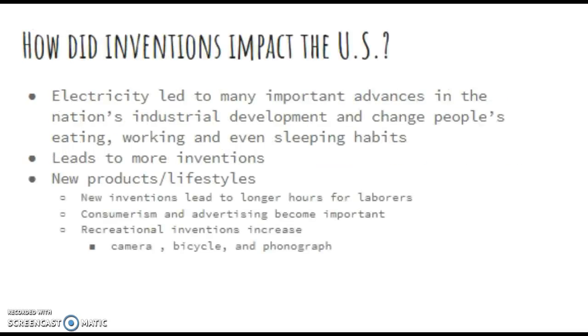So how did inventions impact the U.S.? Well, electricity led to many important advances in the nation's industrial development and changed people's eating, working, and even sleeping habits. People could now wake up earlier or stay up later if they had lighting in their home. Food was more available than it had ever been before. And working. People went from working on the farm to working in the factory. This leads to more inventions, especially new inventions that would help speed production.